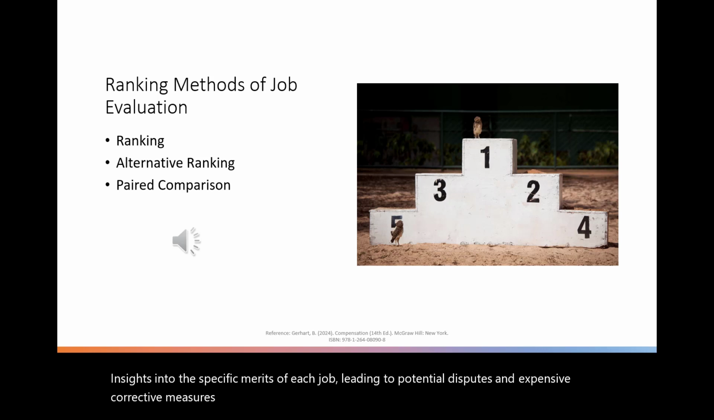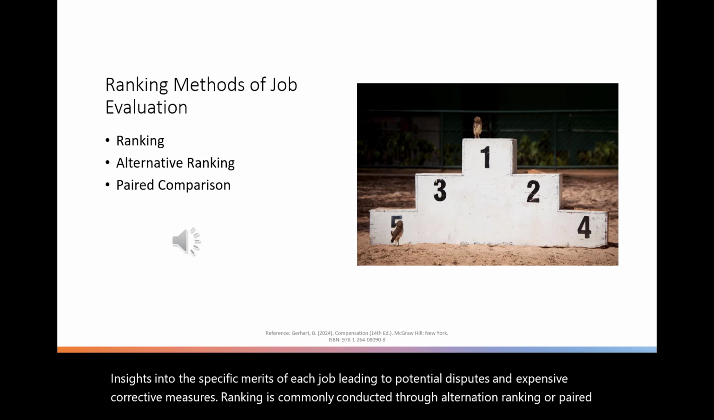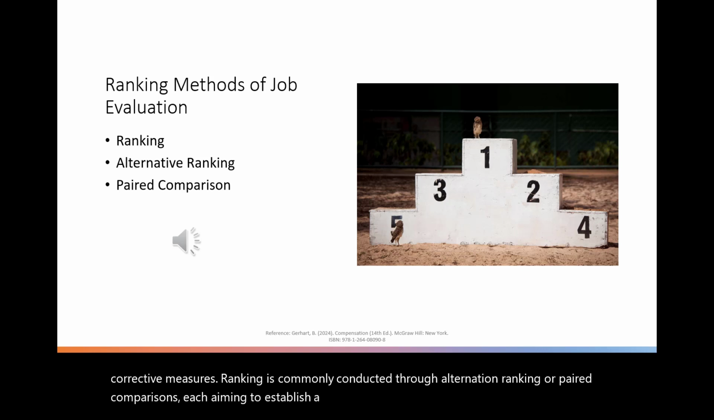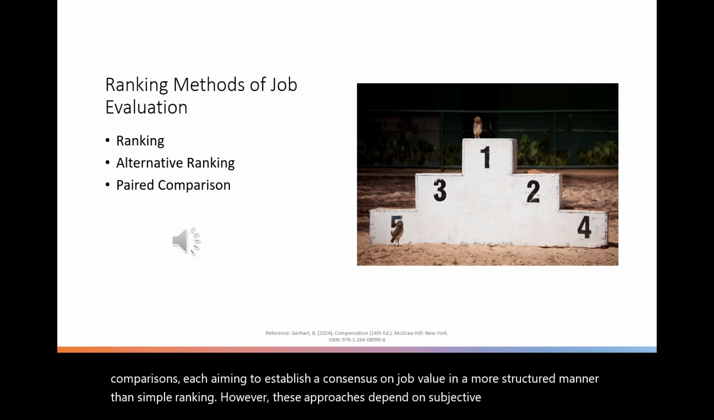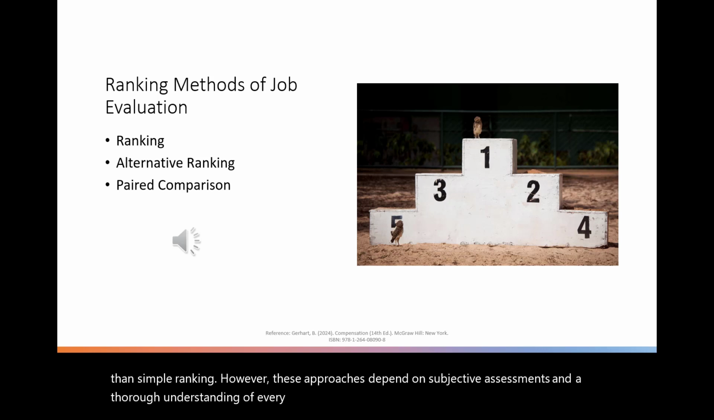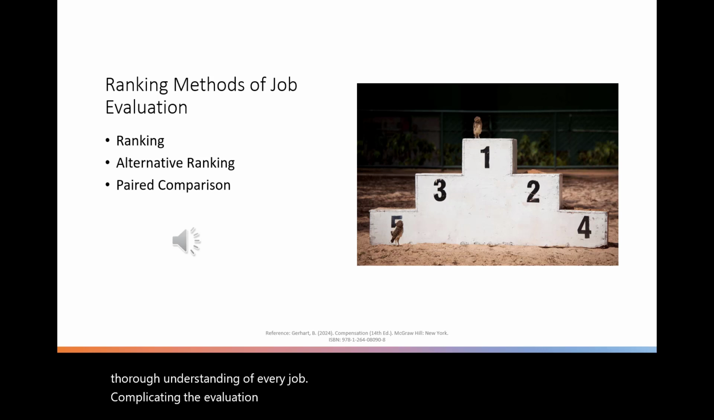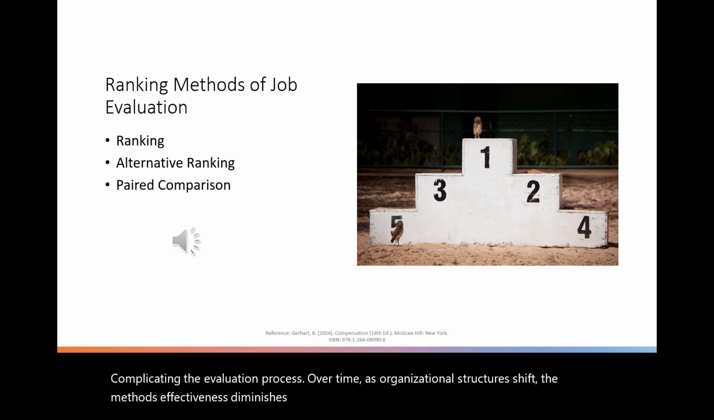Ranking is commonly conducted through alternation ranking or paired comparisons, each aiming to establish a consensus on job value in a more structured manner than simple ranking. However, these approaches depend on subjective assessments and a thorough understanding of every job, complicating the evaluation process. Over time, as organizational structures shift, the method's effectiveness diminishes, challenging its initial cost effectiveness and simplicity with the need for intricate, costly adjustments.